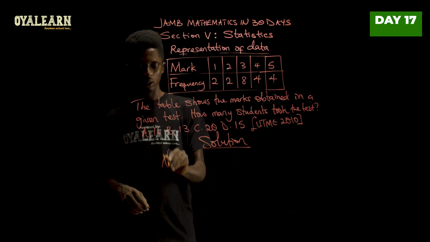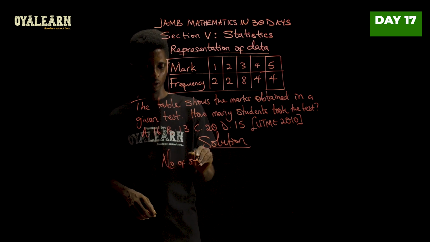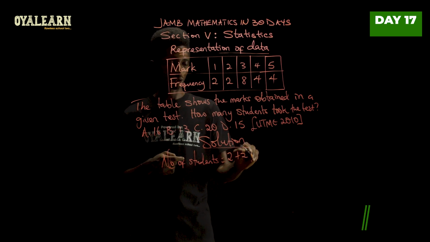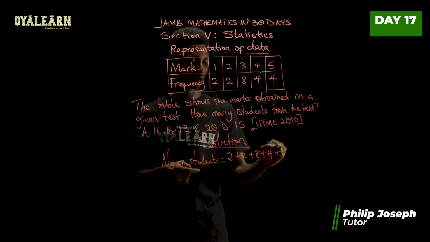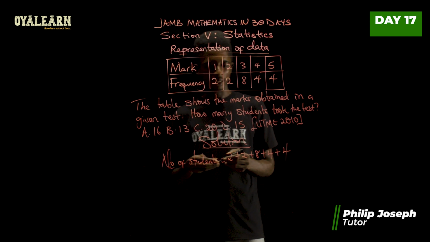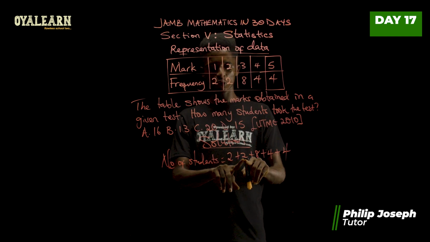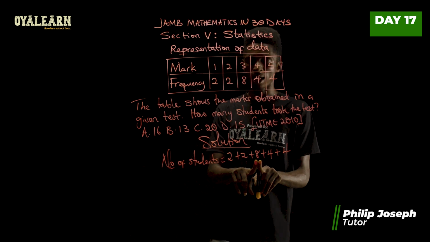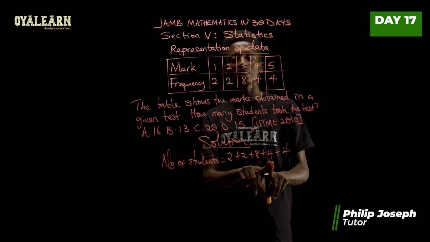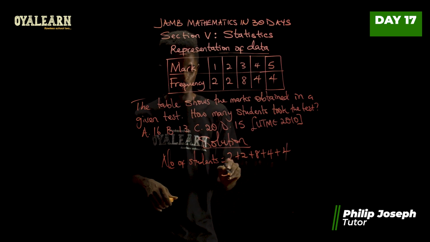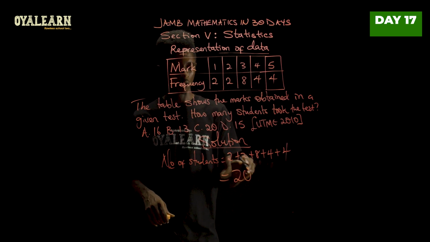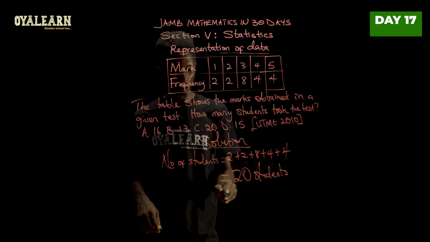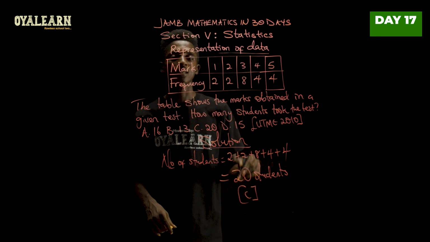So number of students would then be 2 plus 2 plus 8 plus 4 plus 4. Now, 2 plus 2 is 4. When we add that to 8, we have 12. Plus 4, we have 16. Plus 4, and then we have 20. So total number of students is 20. So the correct option here is C.